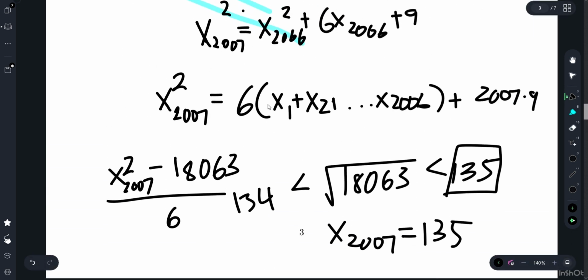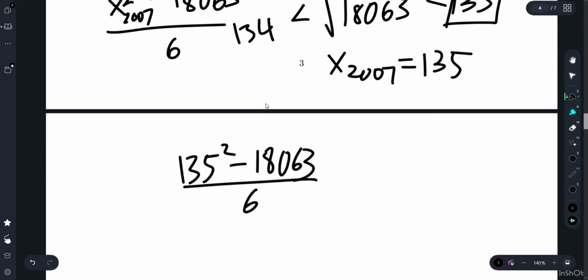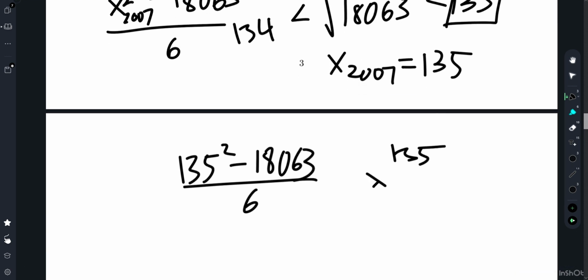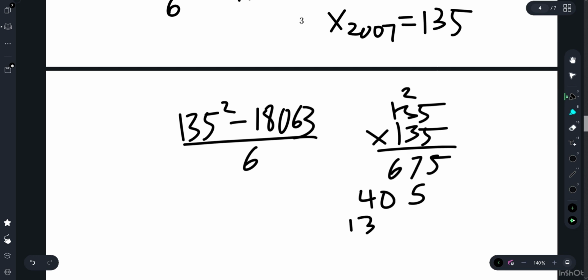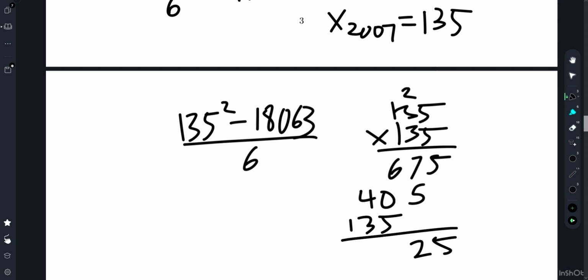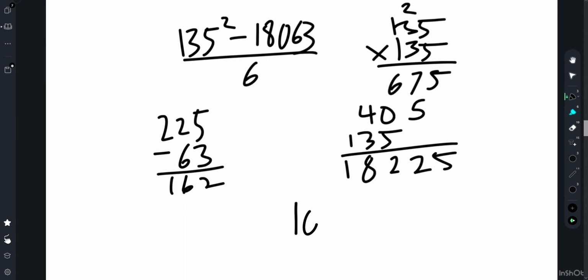And so what we get from here is 135 squared minus 18063, over 6. This is a problem 15, so unfortunately there's a lot of calculations. I'm sorry for that, but I'll just calculate 135 squared on screen. This gives us 18225. So 225 minus 63 is 162, and so the answer here is 162 over 6, which gives us 81 over 3, which gives us 27.